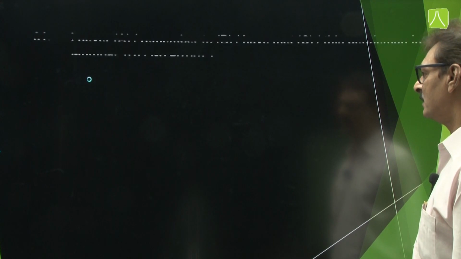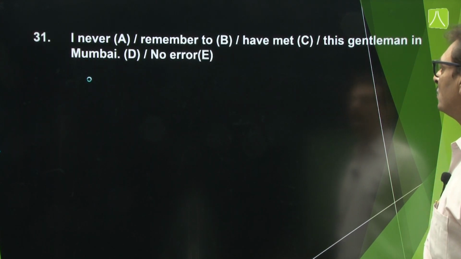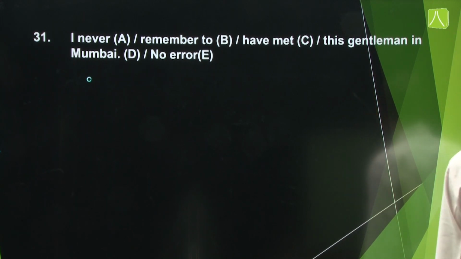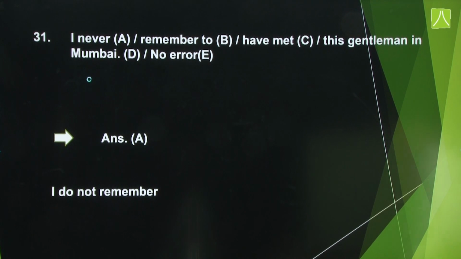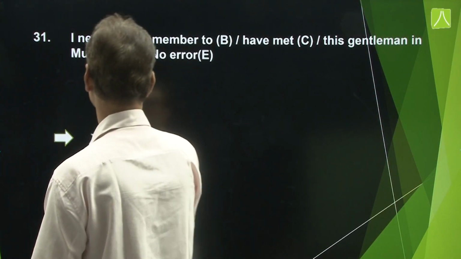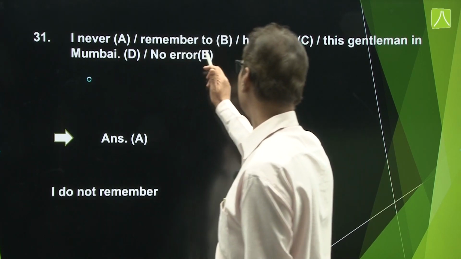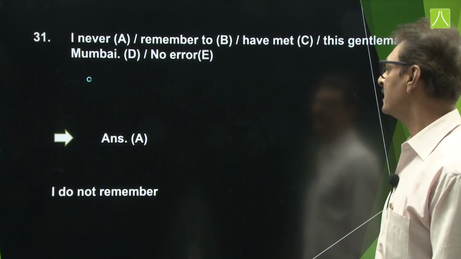Finally, for some more examples for quick practice. I never remember to have met this gentleman in Mumbai. कहाँ पर है error? Spot the error, if any, very quickly. I'll give you some time to spot the error. And the error is in part A. I never remember. नहीं. I do not remember to have met this gentleman in Mumbai.